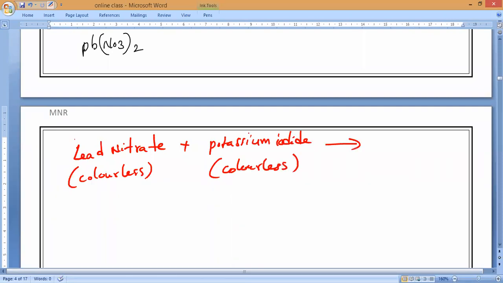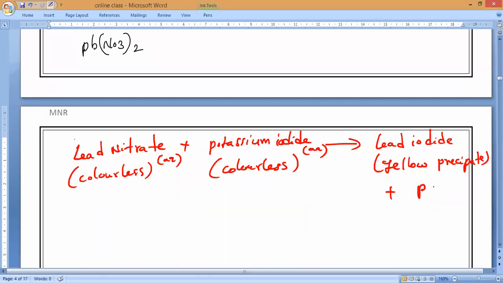When these two colorless solutions react, we get lead iodide. Lead iodide is yellow in color. Do you understand, everybody? Plus we also get potassium nitrate, which is again colorless, but in aqueous state. If we carry out the reaction, we will get a yellow colored insoluble solid at the bottom.